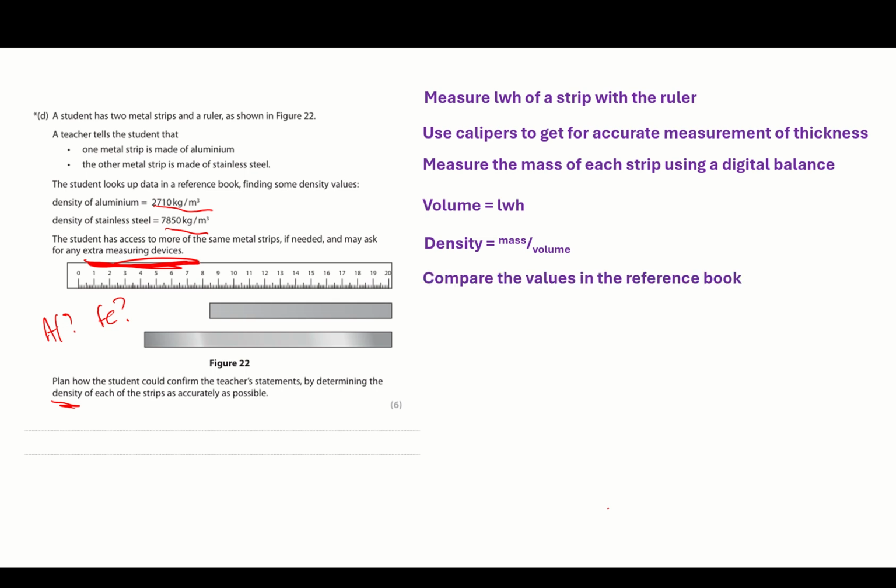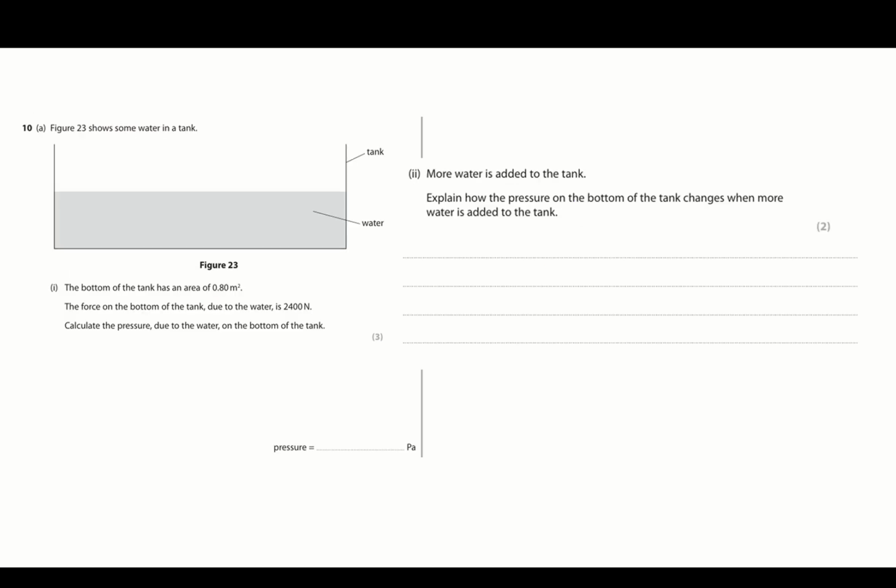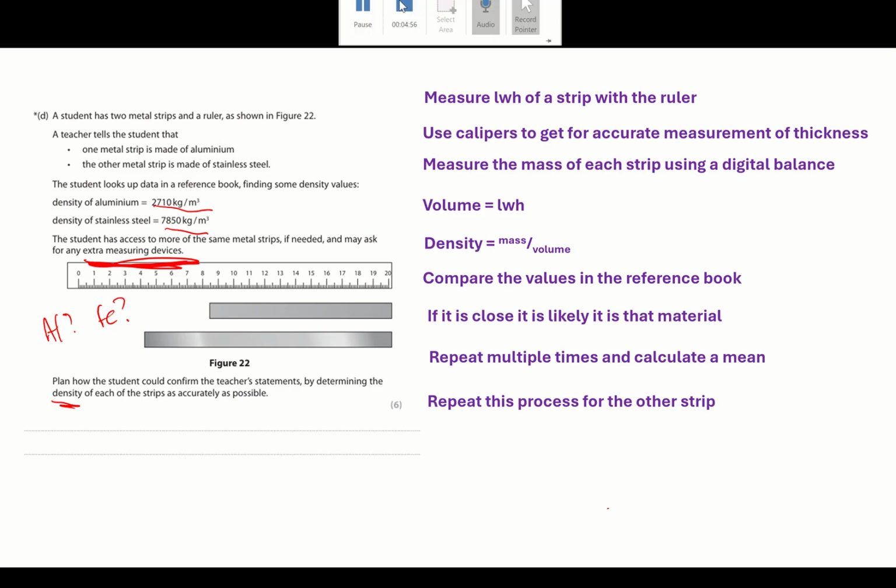The next part then is, well, once we've worked out the densities, compare the value in the book. If it's close, it's likely that it's that material. Then we've got extra little things we could put in there. Repeat multiple times to calculate a mean. Remember, don't ever just say repeat multiple times. You've then got to say and then calculate a mean. And then you could repeat this process for the other strips. So we've done each of the strips and checked that it matches the book using that methodology. And that is a lovely question at the end of a paper.